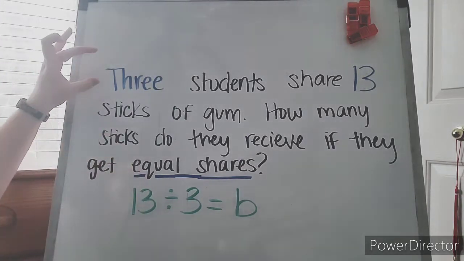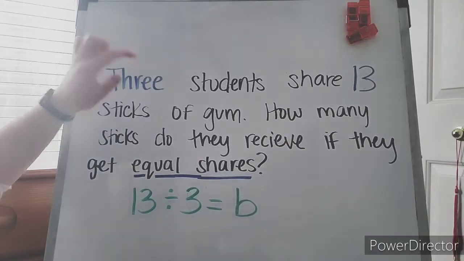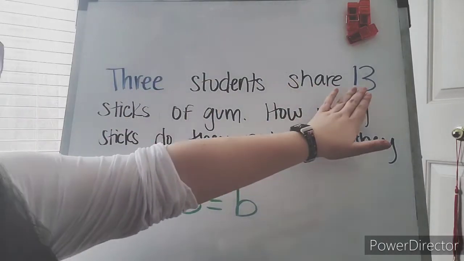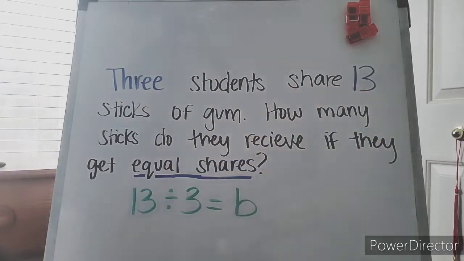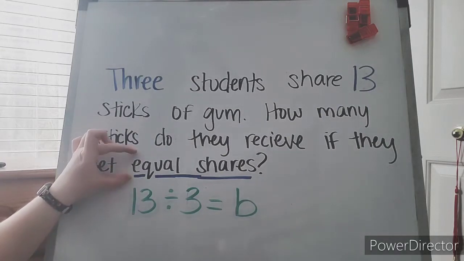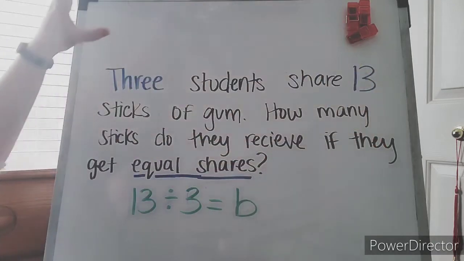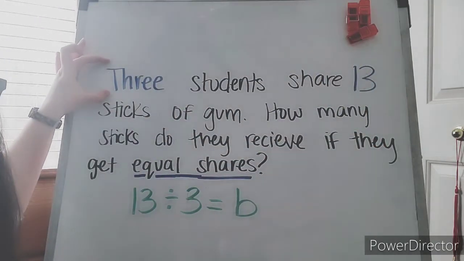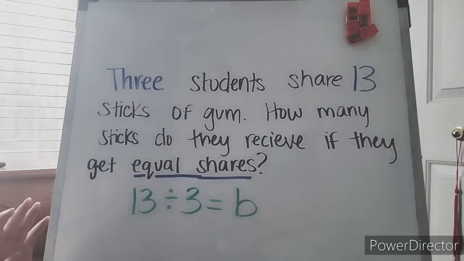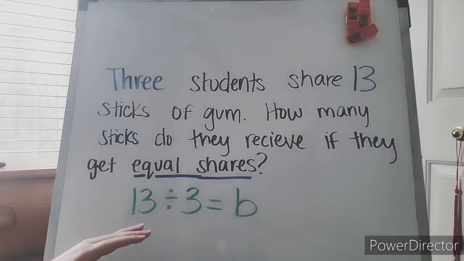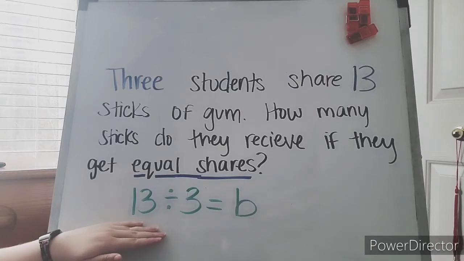So I need to make sure that 3 students get gum. We have 13 sticks of gum, and I need to make sure everyone gets equal amounts. So I need to split 13 sticks of gum equally to 3 students. So the first thing I need to do to solve this problem is to write down my number model. My number model is here in green.